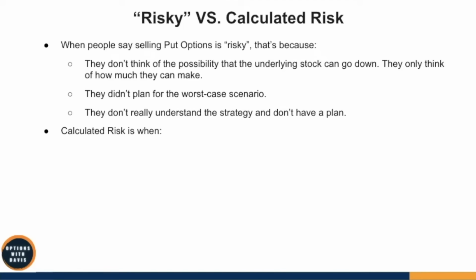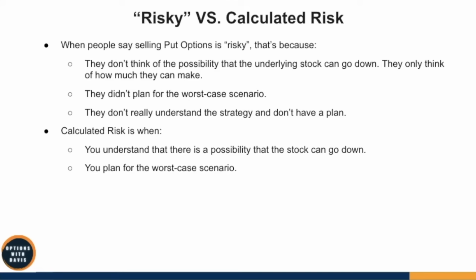Instead, we want to take a much more strategic approach, which is to have calculated risk. Calculated risk is when you understand that there is a possibility that the stock can go down, right? Every time you enter a trade or investment, you must ask yourself that there is a chance that the stock can go down. And if it does, are you prepared for it? Are you ready for it? And then you have to plan for the worst case scenario as well. So are you okay with it?